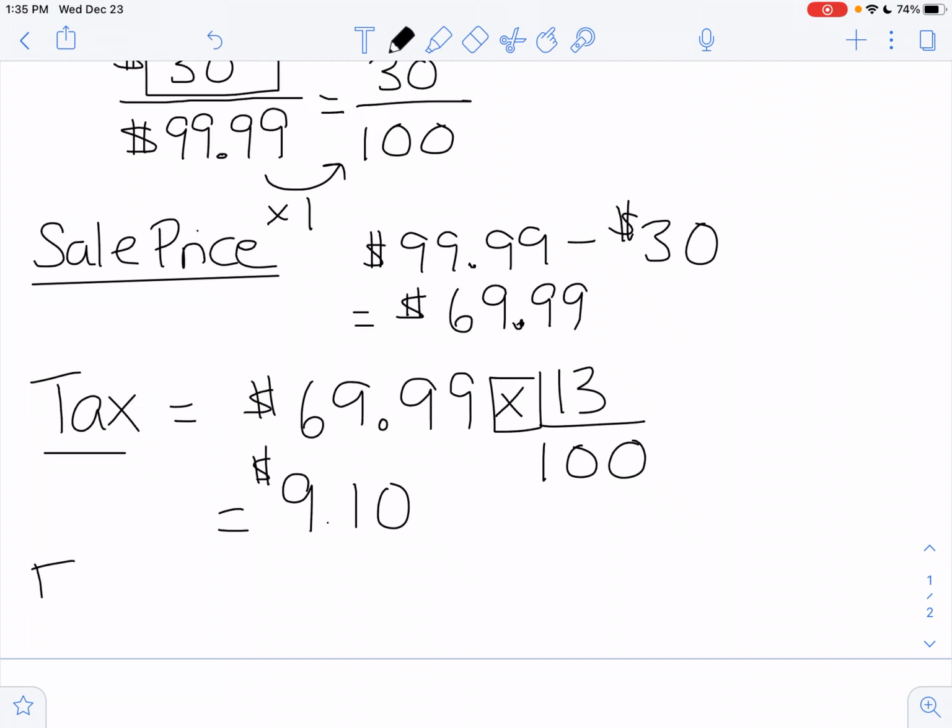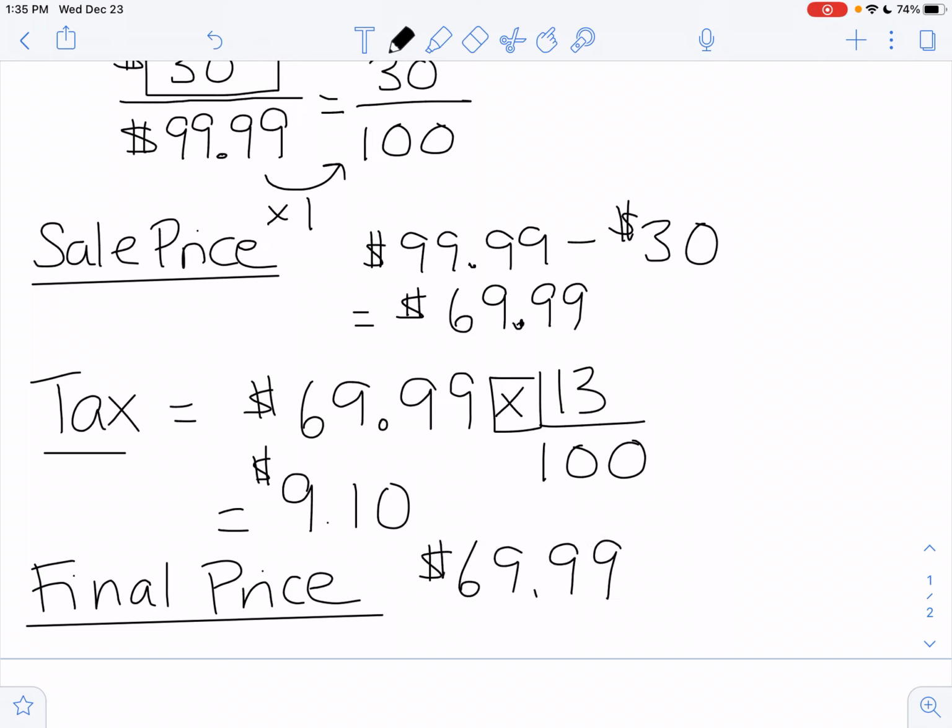And then our final price, or our total price, is going to be $69.99, so the sale price, plus the tax, so $9.10. So $69.99 plus $9.10. So we end up with $79.09 for that pair of jeans.